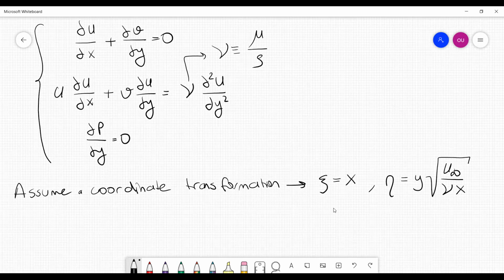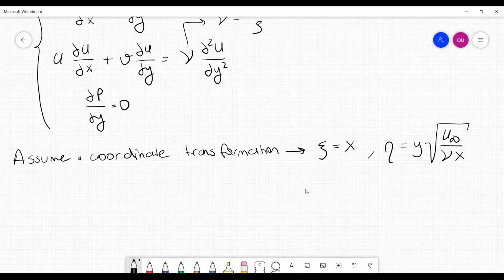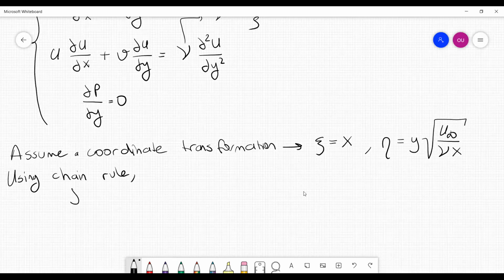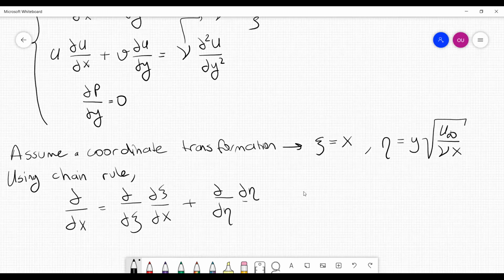So, of course, then how do I obtain those derivatives with respect to these new variables? First of all, we need to generate that information. So using chain rule, we can obtain some things. For example, what is the partial derivative with respect to x? It's basically partial with respect to psi times d psi over dx plus partial with respect to eta times d eta over dx.